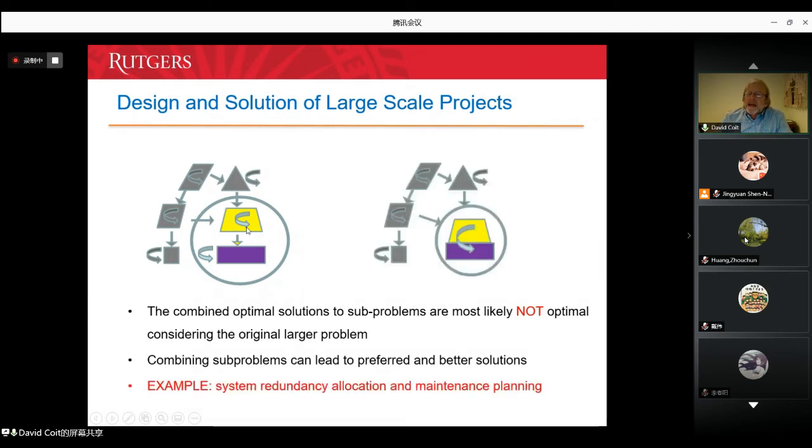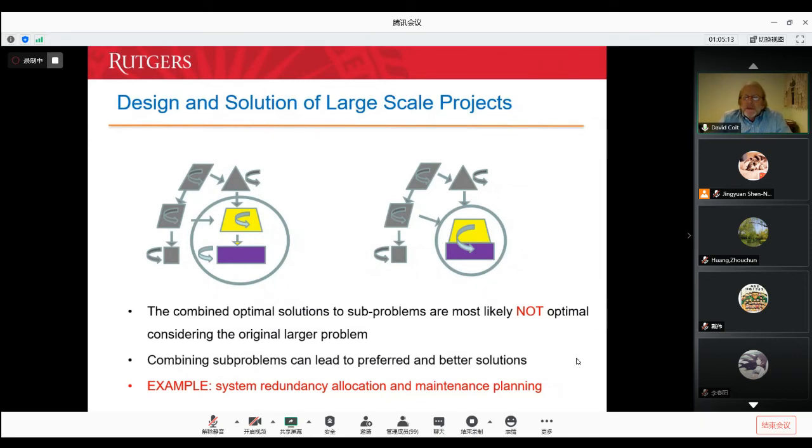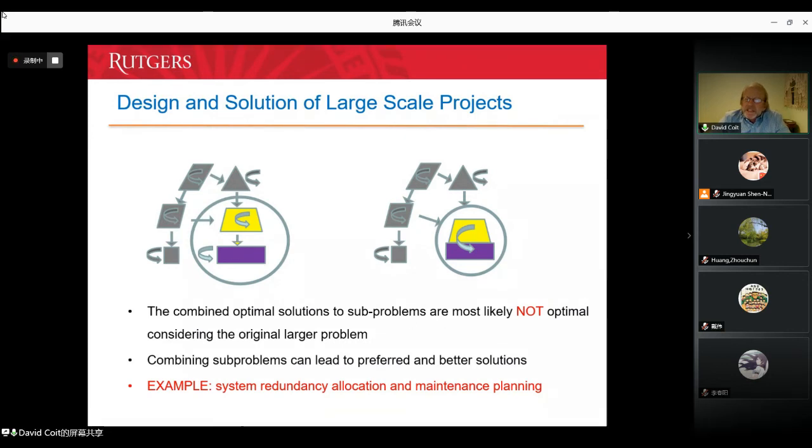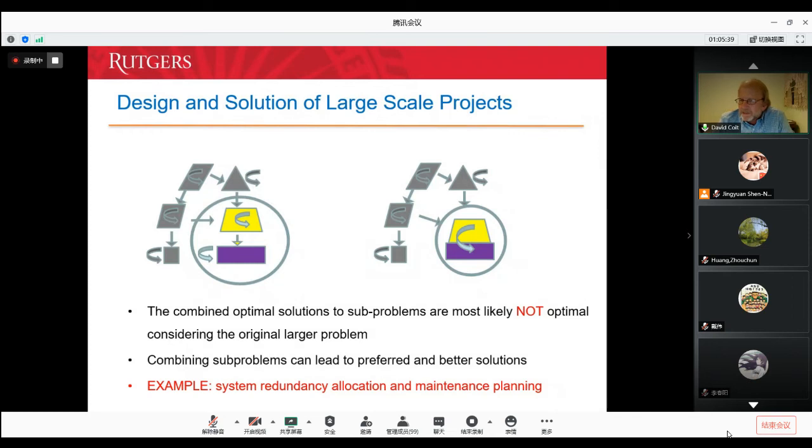But what happens if I can combine those two? Would you agree? I can get better solutions for the two that I combine. Because when I make the decisions for yellow, I can consider, well, what's going to happen to purple? So that's my philosophy for today. So the combined optimal solutions, when I solve each subproblem individually, are most likely not optimal for the whole big system. They could be, but most likely not. So if I can combine some subproblems, perhaps use computing power, I can get better solutions.